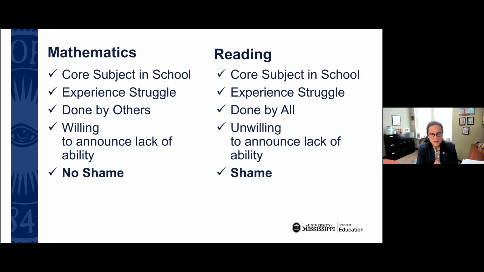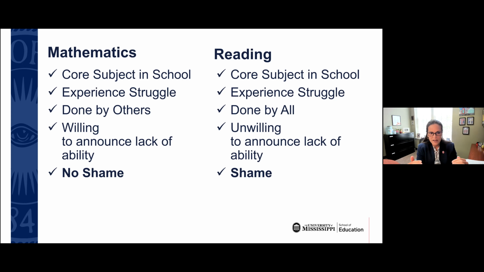So if we look at mathematics and reading, we've got two core subject areas in school that are really important. We have students in both areas who experience struggle. We have students who struggle in the mathematics classroom, and students who experience struggle in the reading classroom. Where these two diverge is that as people get older, they have no shame associated with mathematics. If we know shame creates this need to hide the weakness, but you're publicly announcing that you're terrible at math, you don't really have a sense of shame about it anymore. But you still have a sense of shame about your inability to read as you get older.